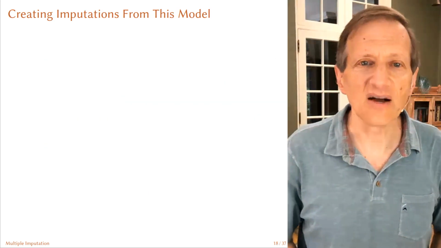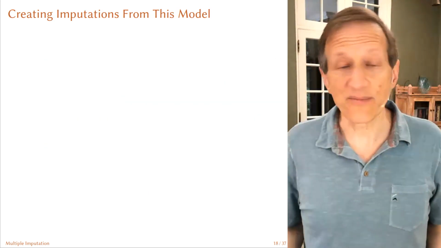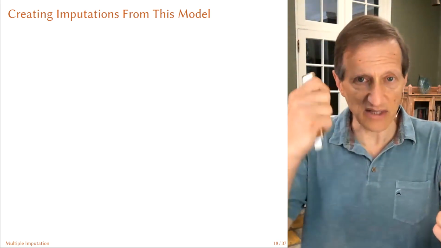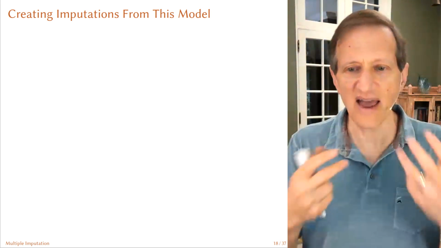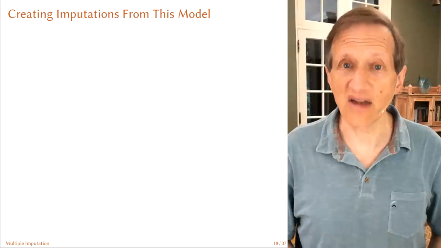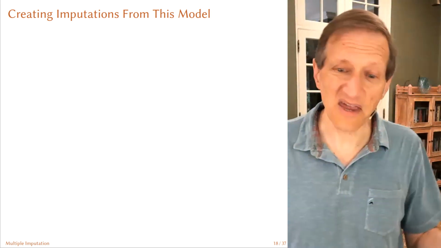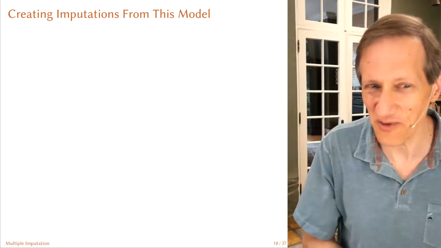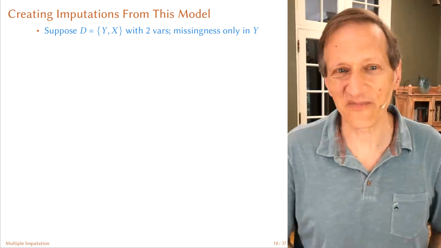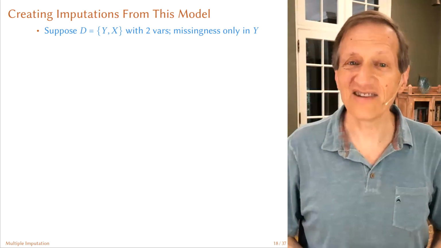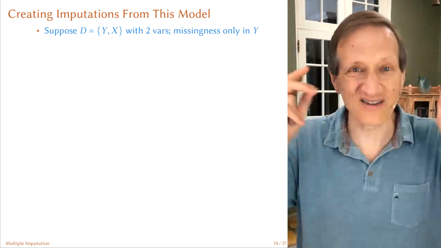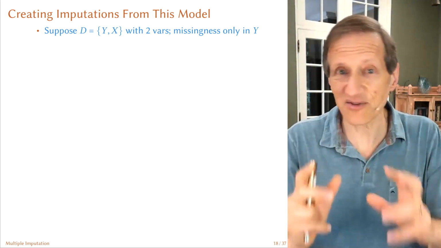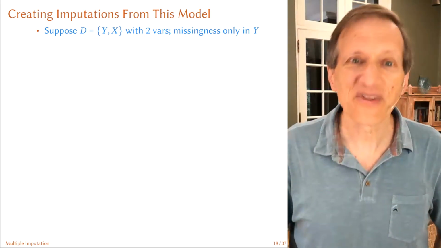Okay. All right, so we need to create imputations from this model. We have the model, we estimated mu and sigma. Now we have to figure out how to impute from the model, so that we can fill in the D mis, and then we can run whatever statistical procedure we would have run. So let's figure this out. Suppose D has 2 variables. Again, remember my rule: to understand something big and complicated, simplify it down to the simplest possible example.